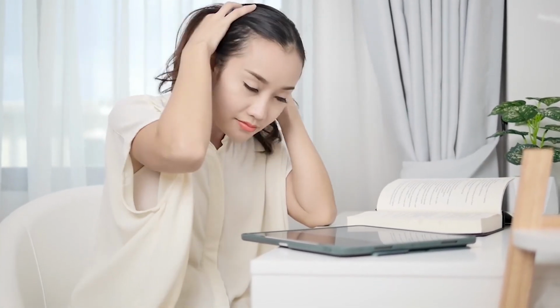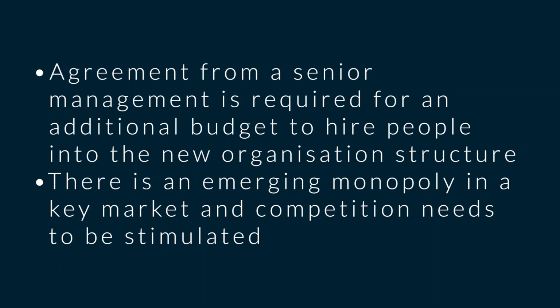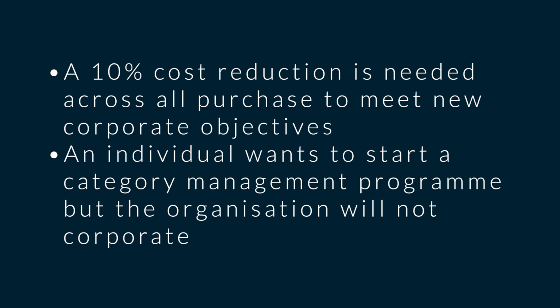And then we have open-ended problems. Remember, closed-ended, open-ended, in which something is stopping the achievement of an objective or blocking progress. Examples of such include: an agreement from senior management is required for additional budget to hire people into the new organizational structure; there is an emerging monopoly in a key market and competition needs to be stimulated; a 10% cost reduction is needed across all categories to meet new corporate objectives; an individual wants to start a category management program, but the organization will not cooperate.